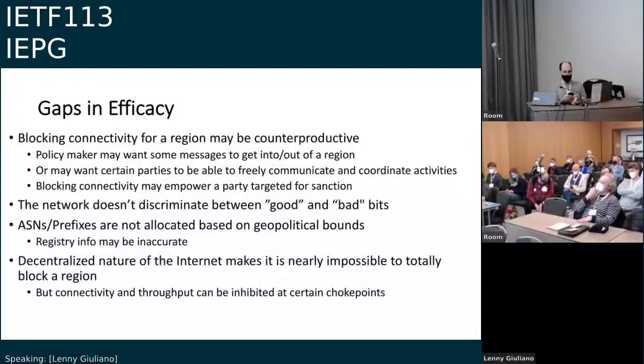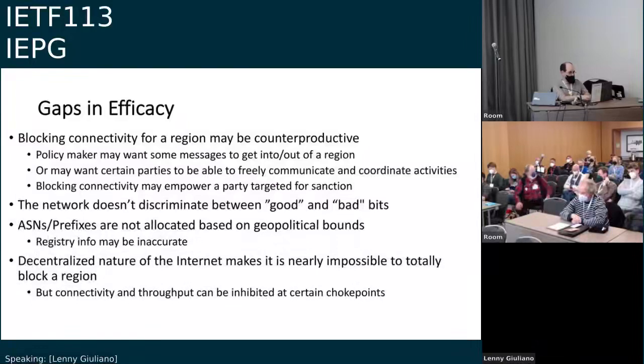Also, things can change. An entity that is assigned a resource like an ASN or a prefix that exists within one region might move to another region or be acquired by a multinational corporation, a multinational entity that might start advertising that route or that ASN in a different region. So it's really kind of difficult. There are porous borders when it comes to network resource allocation.